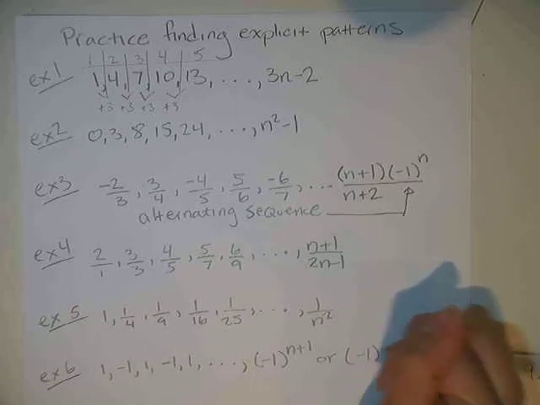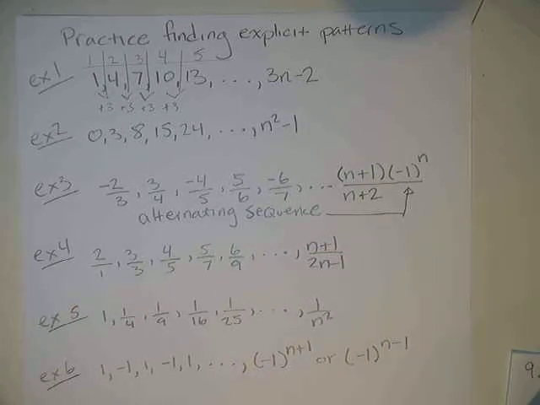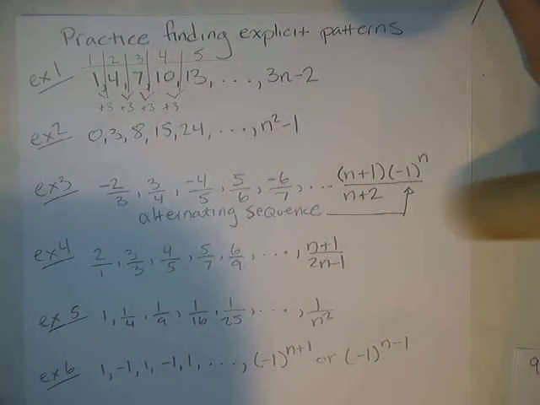Now our last few here, n plus 1 over 2n minus 1, 1 over n squared, and this last one could be negative 1 to the n plus 1 or negative 1 to the n minus 1.